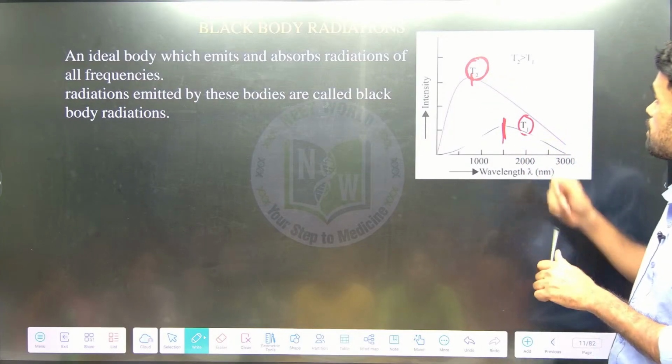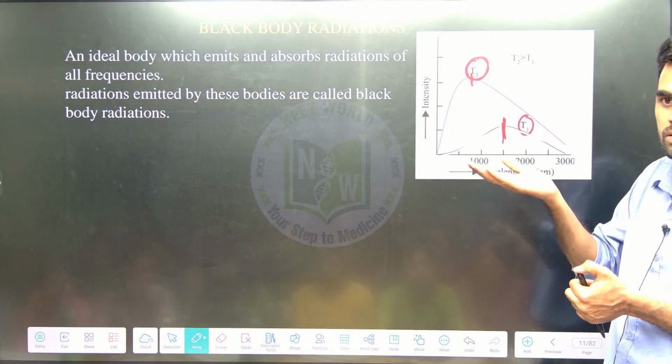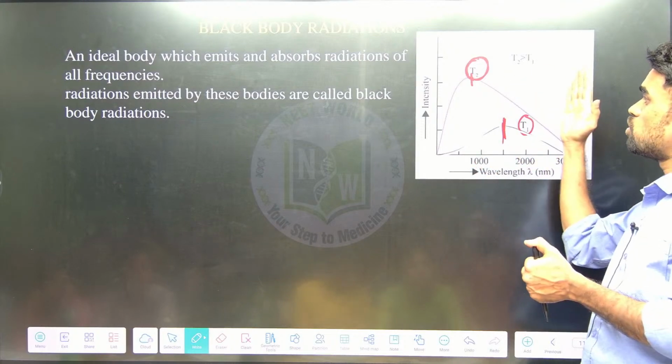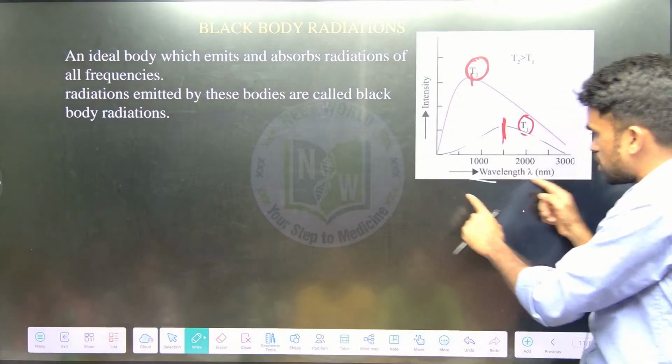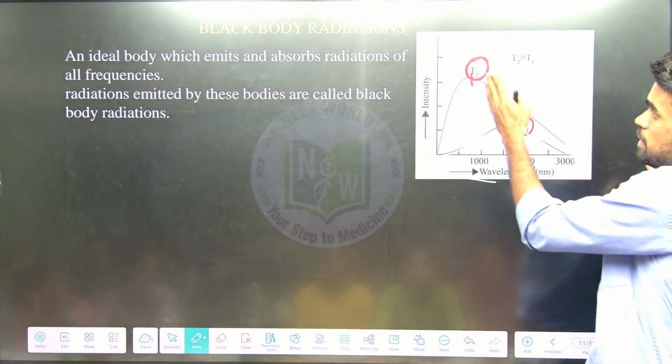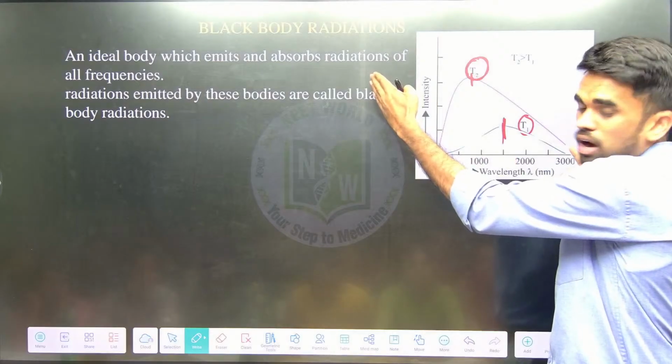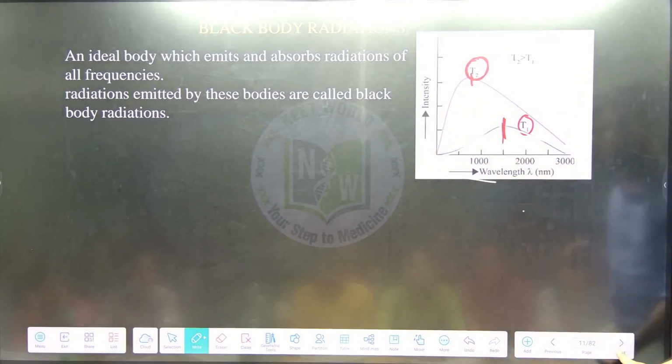So what is happening with increase in temperature? That peak is moving to the lower side of wavelength. So the peak is moving this side; on this side you go to higher wavelength. So where is the peak moving? You just remember this, we will discuss it again.